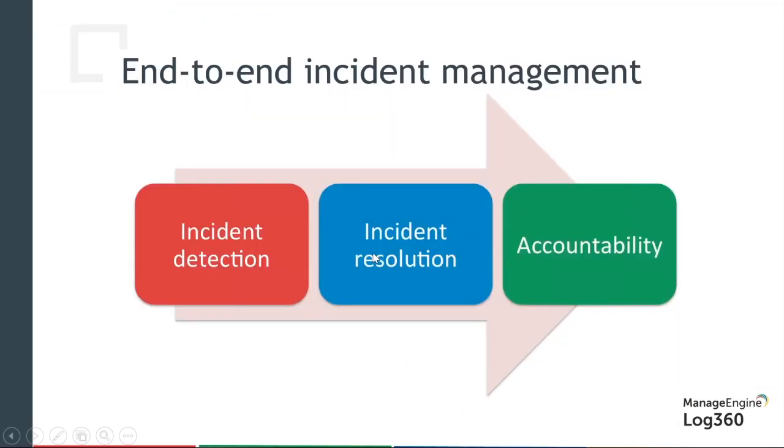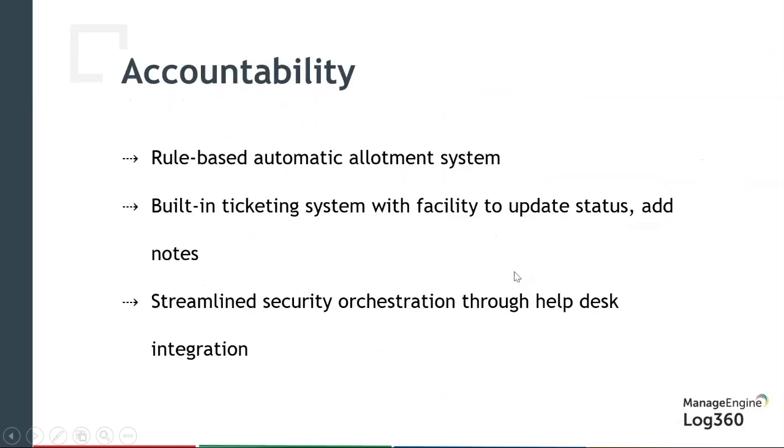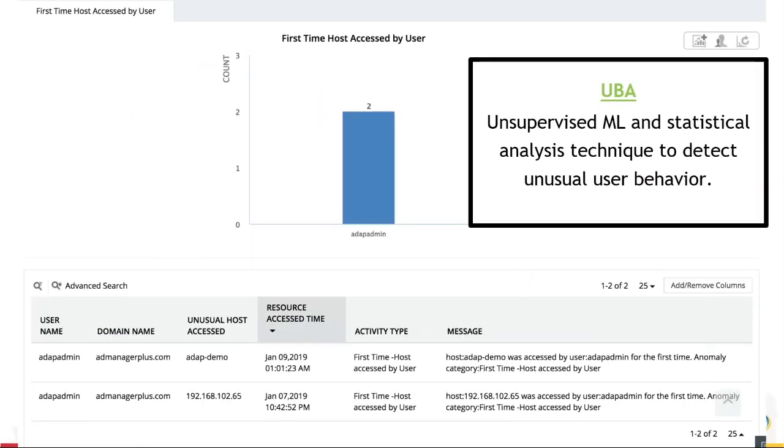So again, a quick recap: incident detection through threat intelligence, real-time correlation and alerting; incident resolution through automated workflows; and creating accountability through the ticketing system that I just showed you. All right. Now, if you had joined my session yesterday, I told you that we have something called UBA.